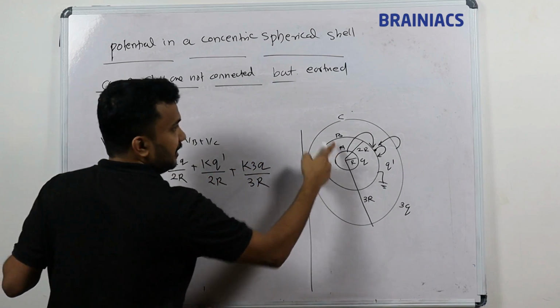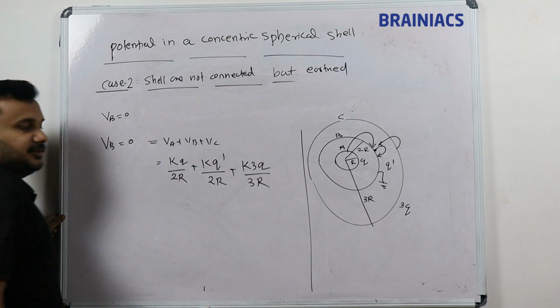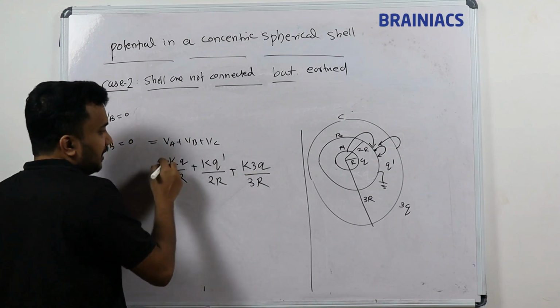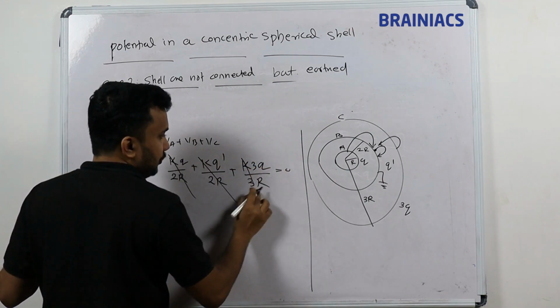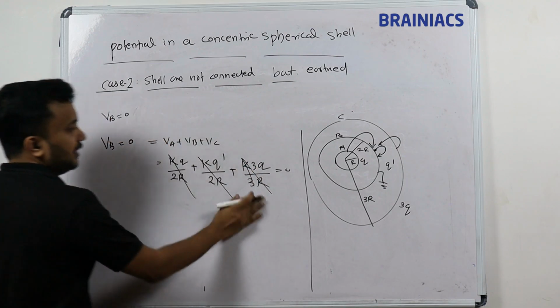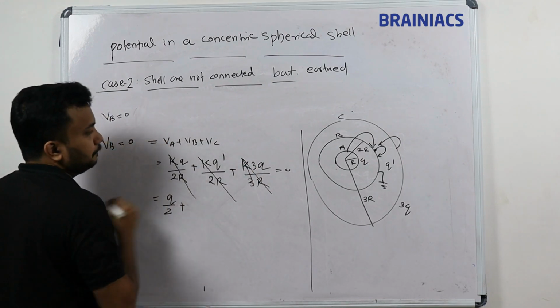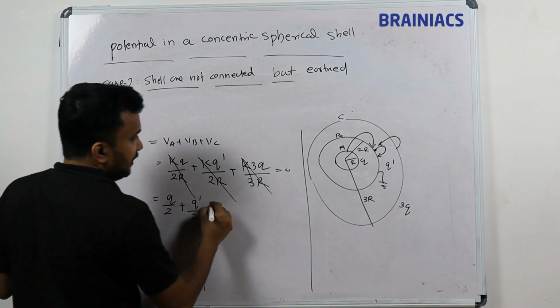For A, it's an outside point. For B, it's a surface point. For C, it's an inside point. So three different concepts will be there. What all things will be cancelled? K by R, K by R, K by R will get cancelled, all equal to 0. What is the balance? Q by 2 will be here, and here we have Q dash by 2.